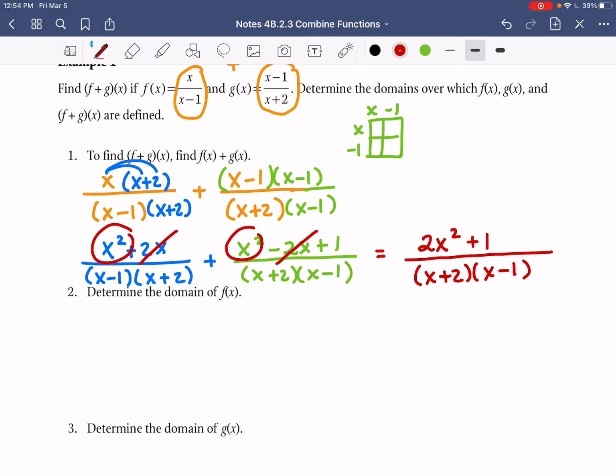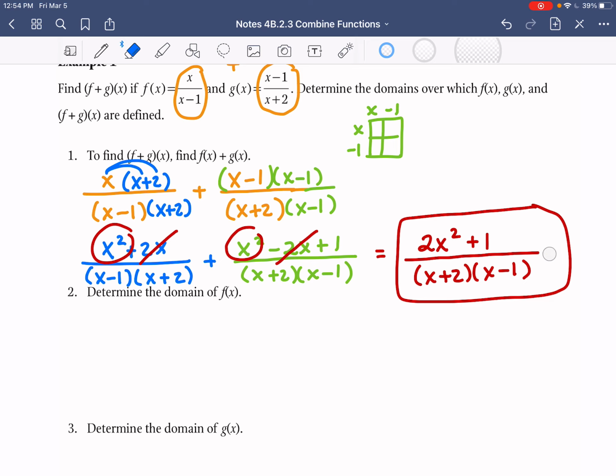So from here, the reason why I left these ones factored and I didn't multiply them out is you can try to see if you can cancel anything that's the same on the top and the bottom. Unfortunately, the top, there's nothing, there's no GCF, nothing that can be factored, so that is just our answer. We'll have to leave it like that.